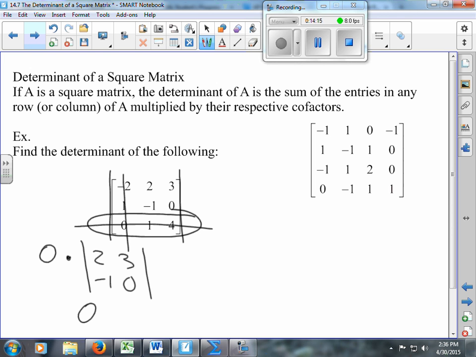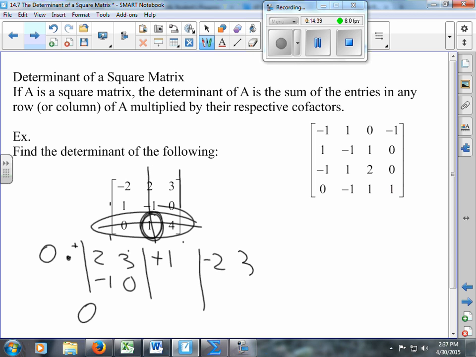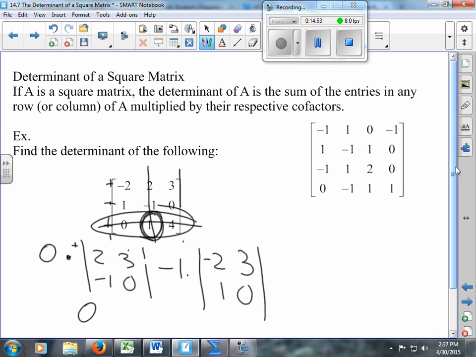By the way, the cofactor, this is in a positive spot, so I would multiply by the positive of that determinant. Now let's move on to the second entry in the third row because I'm using the third row. So I'm going to do plus 1 times the cofactor associated with 1. So I cancel the row and column that 1 is in, and I do the determinant of this matrix, negative 2, 3, 1, 0. Now, 1 is in a negative spot because we have plus, minus, plus, minus. It's on the negative part of the checkerboard pattern. So I'm actually going to minus that because when I do the cofactor, it would be negative.